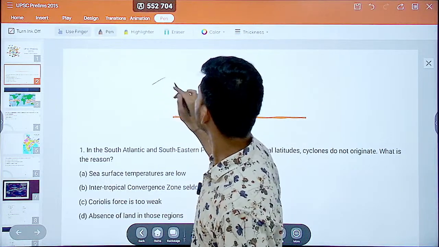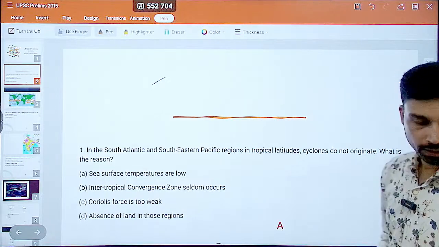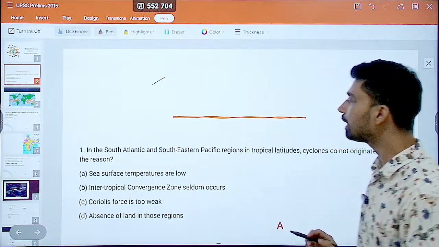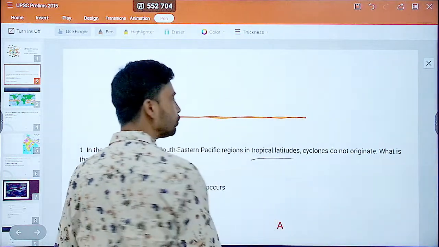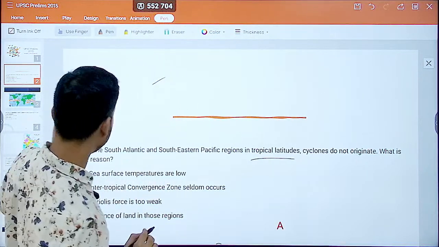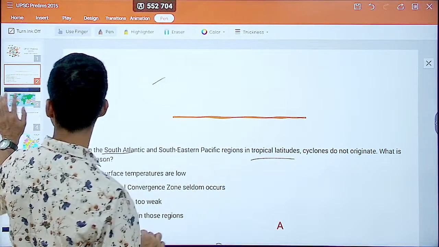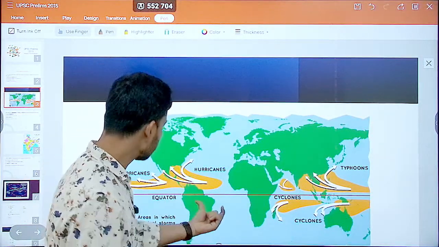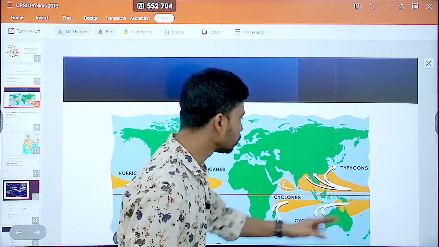Now here the question has been asked about the South Atlantic and Southeastern Pacific region: in tropical latitudes, cyclones do not originate. What is the reason behind this? So, South Atlantic and Southeastern Pacific region, that means if we talk about this area on the map, we can see this region is the South Atlantic and this region is basically your South Pacific.